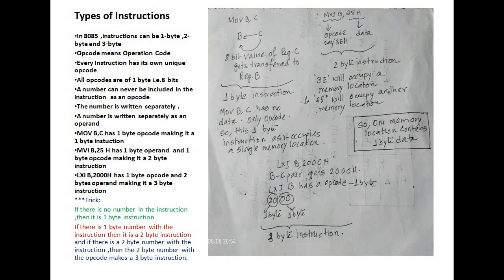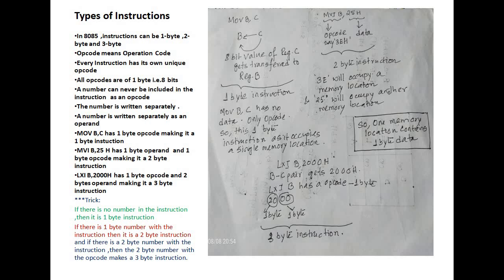There will be an opcode for MOV, an opcode for SUB, an opcode for ADD, etc. So what does the microprocessor do? First it fetches the instruction, then it decodes. What does it decode? It decodes the opcode. Looking at the pattern of zeros and ones, it understands what operation has to be done.